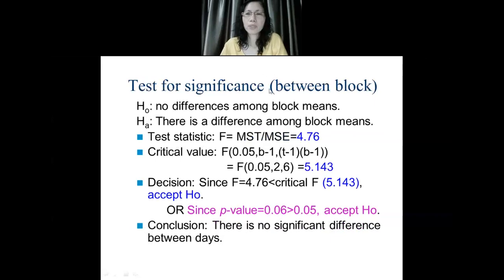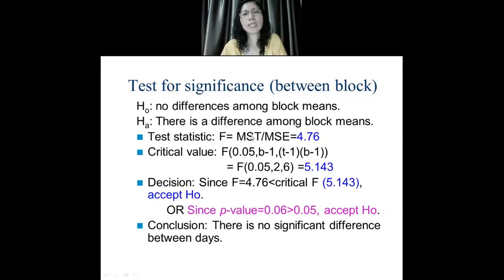Now, even though between treatment is our main interest, we can also test for the significance between the blocks just to see whether the blocks make any significant difference or not. So the null hypothesis is no differences among the block means. The alternative: there is a difference among the block means. The test statistic value, F equals MS.